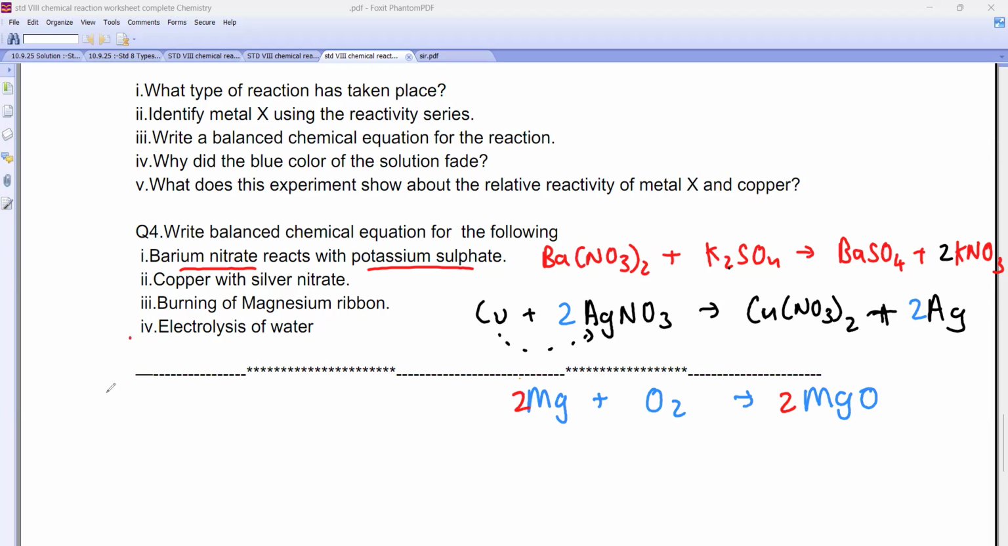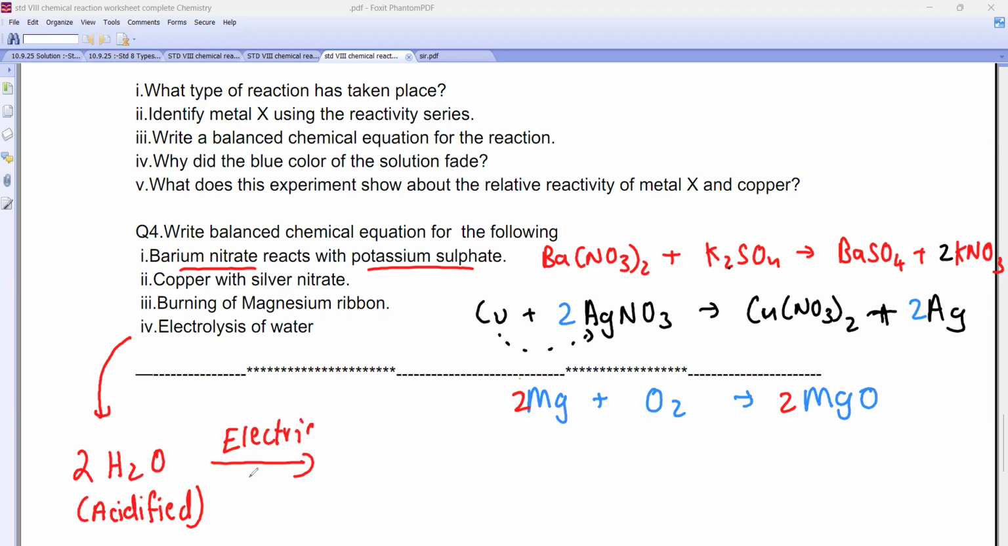Electrolysis of water. We just now did this. What you are going to write here: if you don't write all this, you will get zero. Under the arrow write acidified, and above the arrow you have to write electric current. Electric current, and then you are going to get 2 hydrogen plus oxygen.